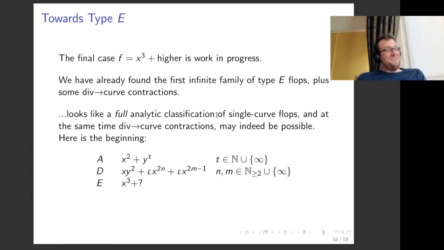And here is the beginning of such a classification. When I was doing it in brackets earlier, it might look quite alarming, but it's not. So here's type A. Type A are those potentials of the following form, where C is some number or infinity. Infinity is when you think of it as zero. It's a GK1. Or you have type D, where you've got this polynomial, where epsilon is either zero or one, and you have two numbers N and M. And you have type E, which is X cubed plus something else. And so I'm hoping that this is going to become the non-commutative version of Arnold's list of ADE. And in particular, it's also going to do flops and divisor contractions to curves at the same time. But I'll stop there.